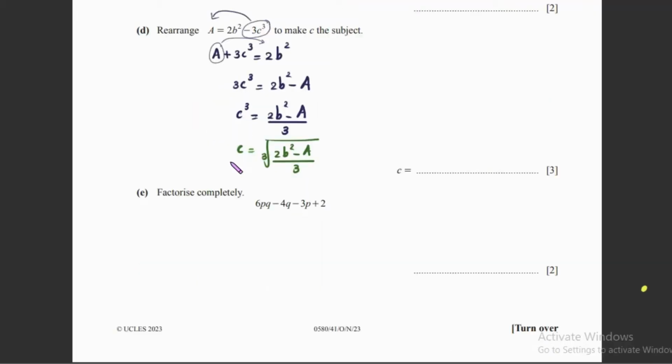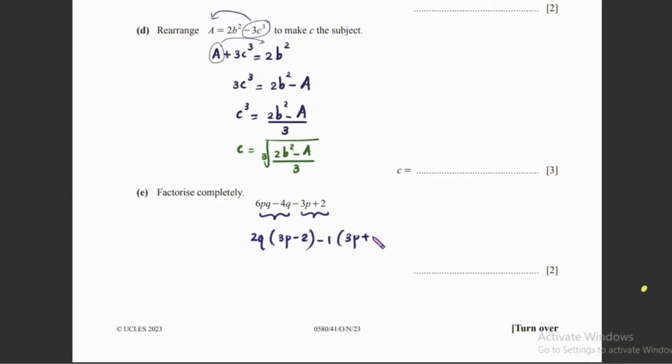So in question E, there are 4 terms. We need to factorize it. To factorize when we have 4 terms, I'm going to pair them. In the first pair, I can take the highest common factor out, which is 2 and q. I'm going to put the rest inside the brackets, which is 3p minus 2. Next, I'm going to take minus 1.